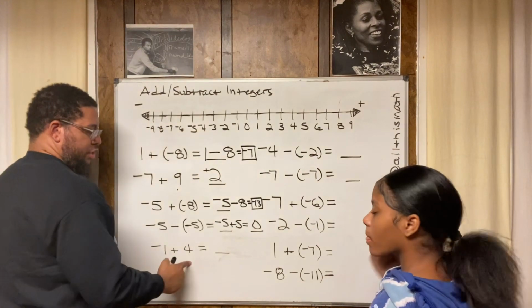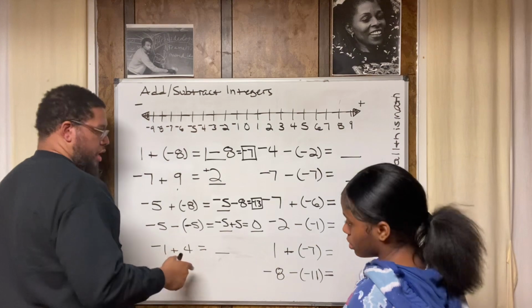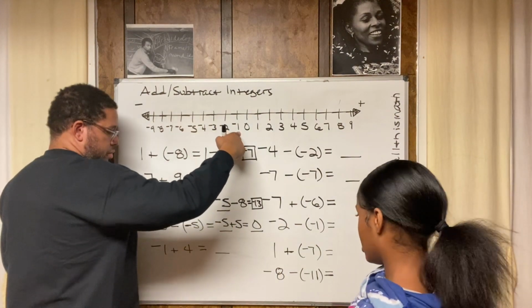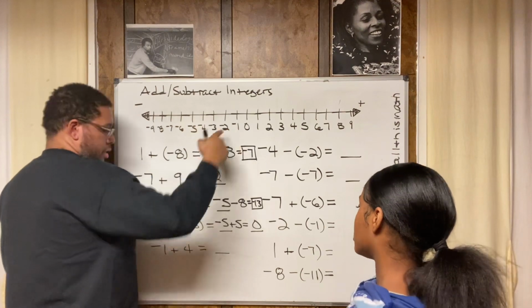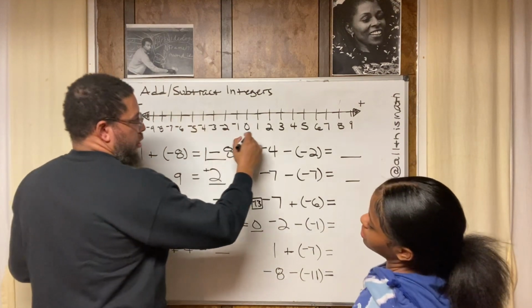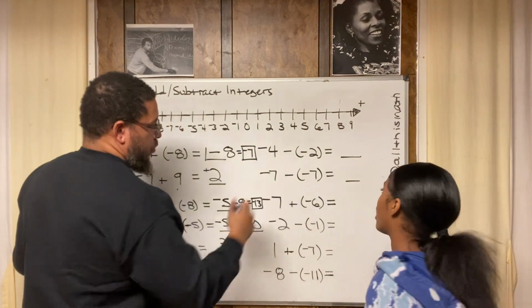Now, -1 plus 4. Do we need to rewrite this? No. Where do we start? -1. Which direction do we move in? Right. How do you know to move to the right? Because it's addition. How many spaces? 4. Where do we stop? 3. So -1 plus 4 is 3. All right, you're on a roll now.